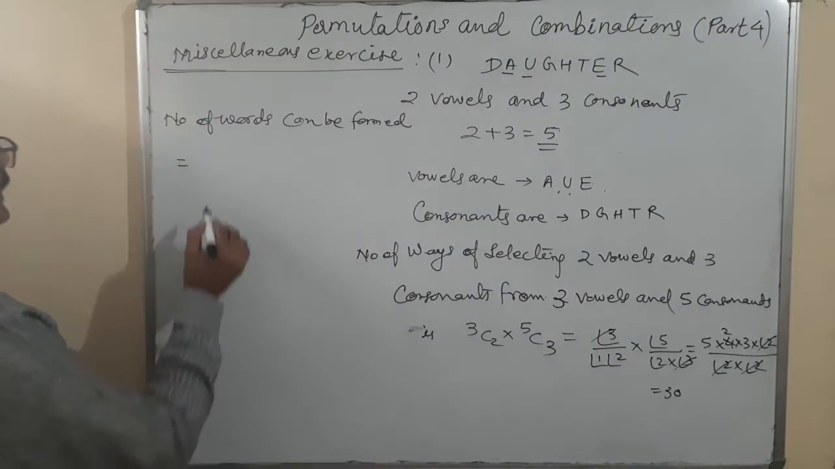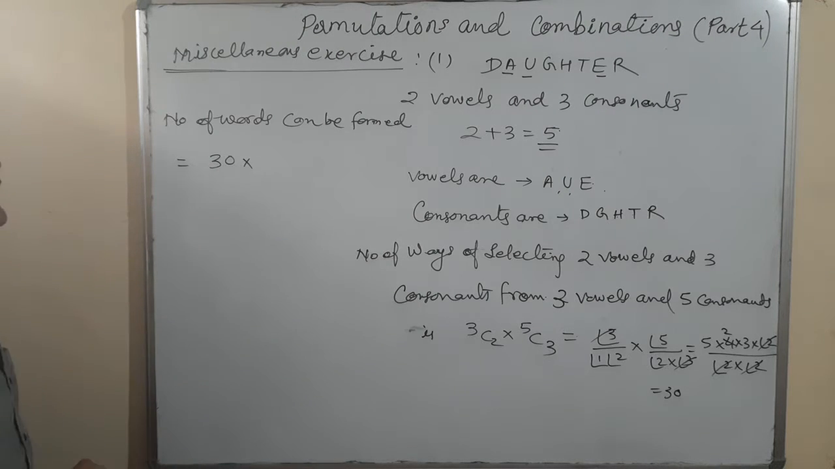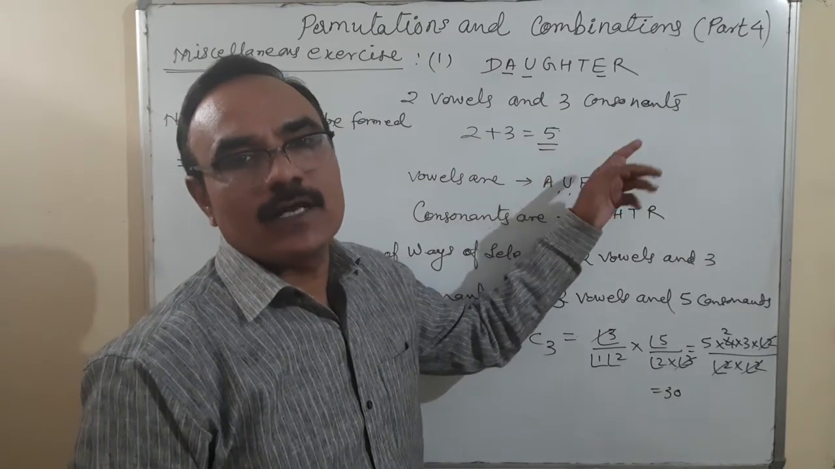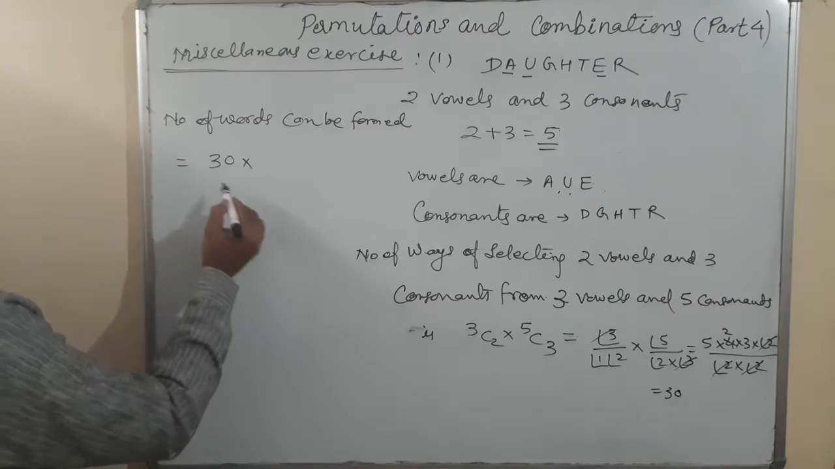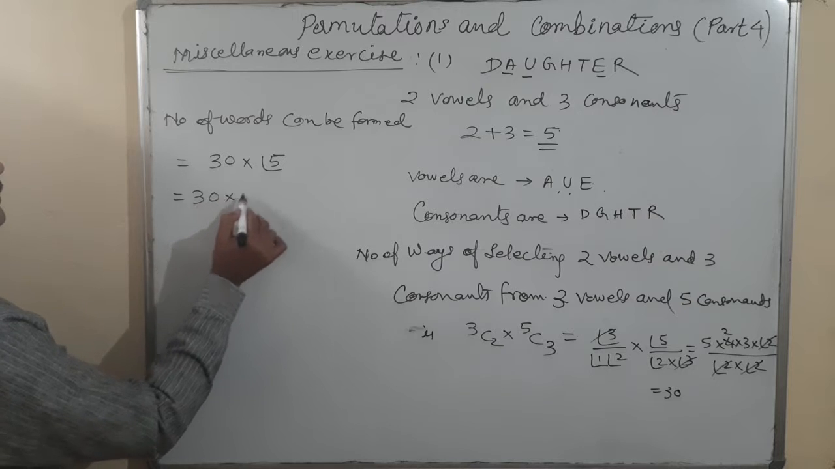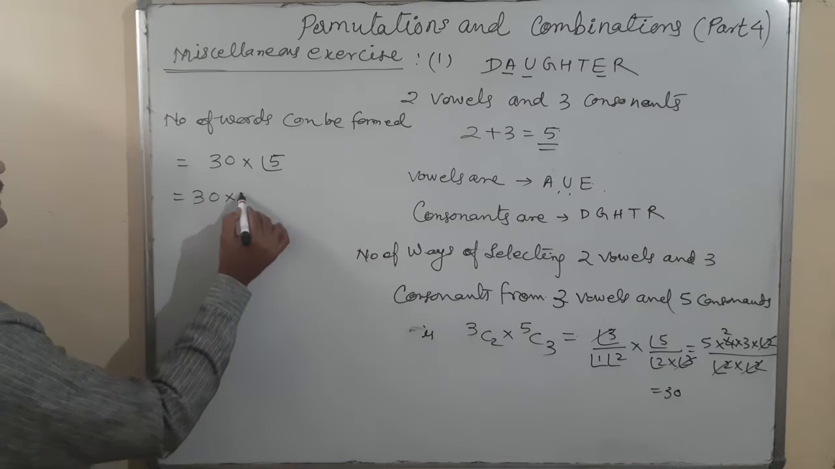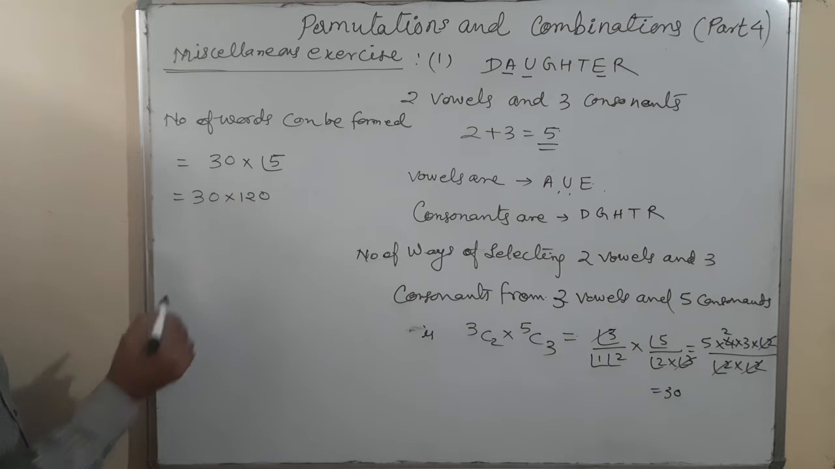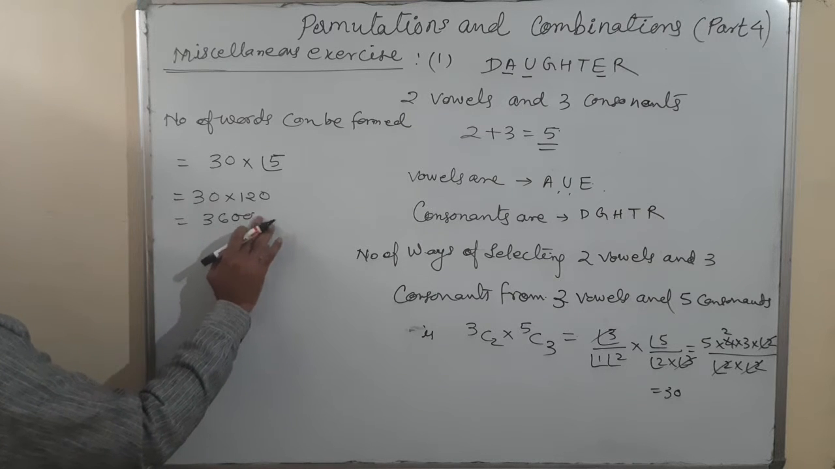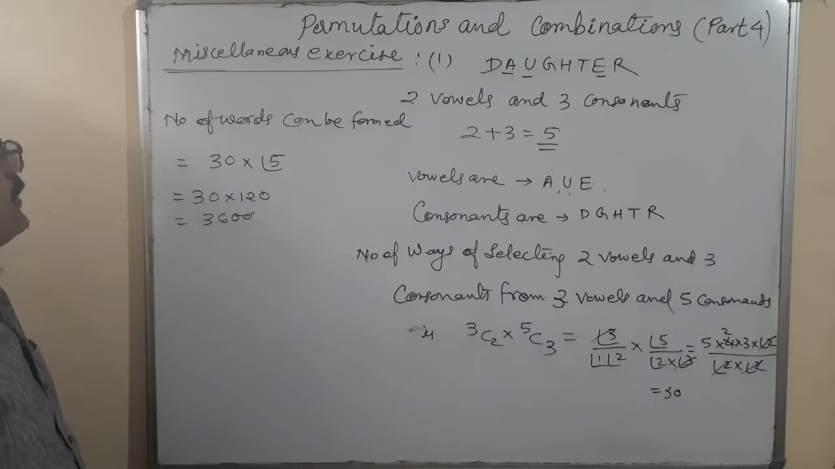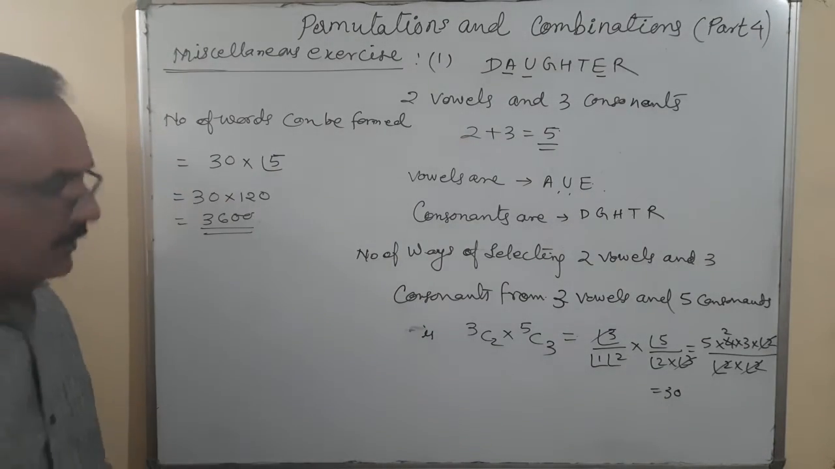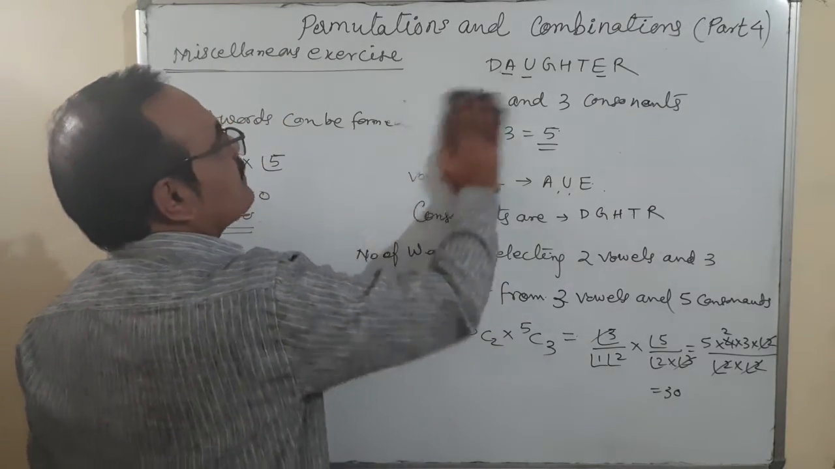Thirty is the number of ways of selecting, multiplied by the number of ways of arranging these 5 letters, which is 5 factorial. So 30 multiplied by factorial 5. The value of factorial 5 is 5 into 4 into 3 into 2, which is 120. So 30 times 120 is 3600. The total number of ways is 3600. So in this question, first the selection and after that the arrangement.